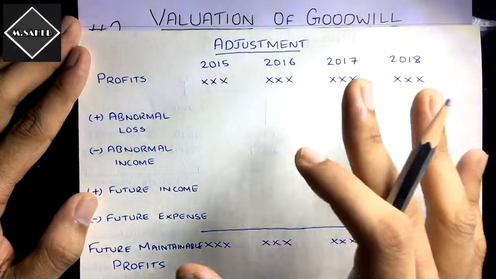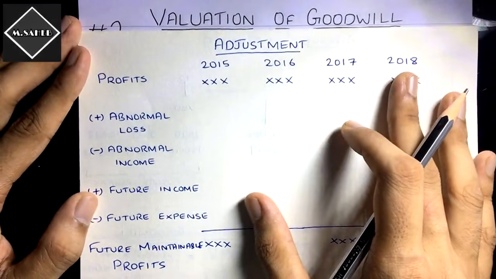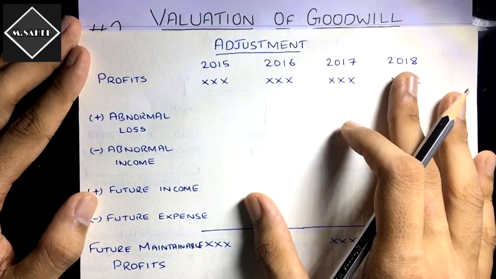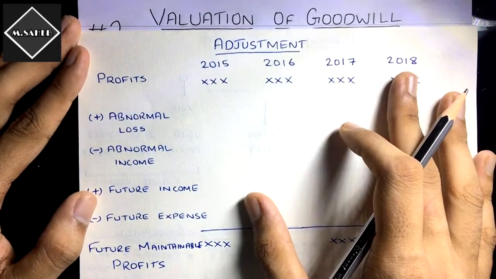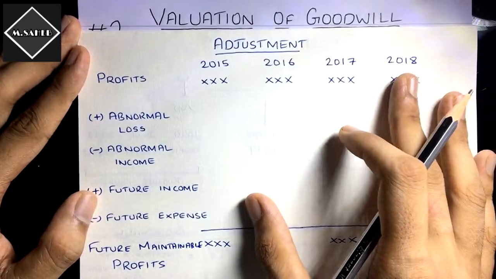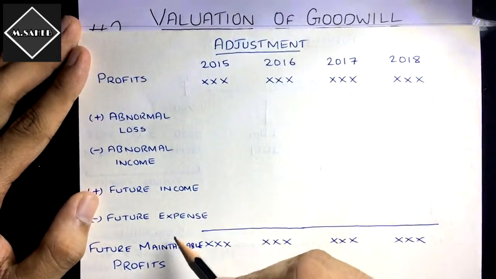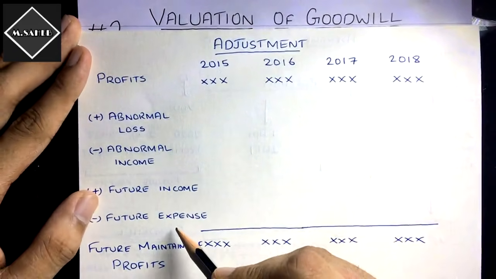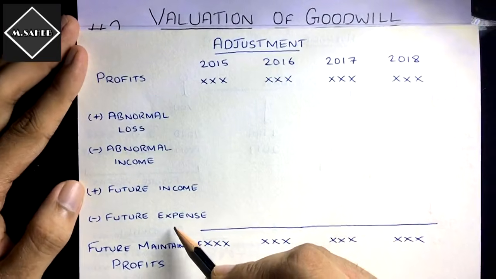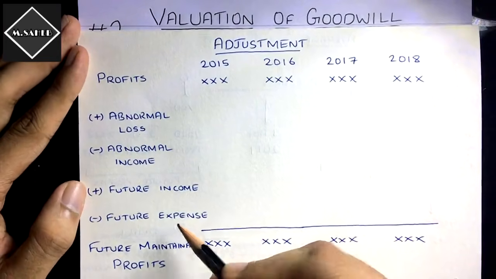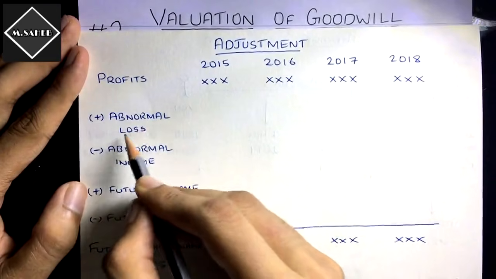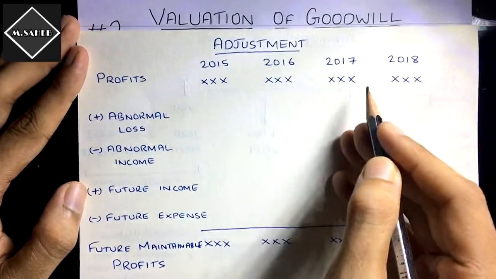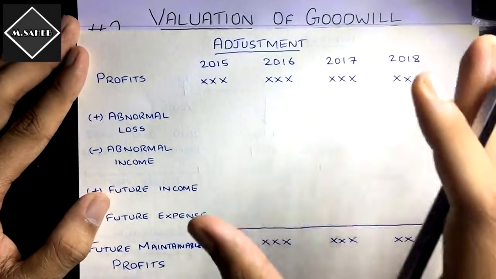But in the BCom level exams, there will be no such adjustment. Tax adjustment they will not give you in the exam, so don't worry. They will only give mostly abnormal loss, abnormal income, future expenses. That's all. It will be very simple questions. What you have to do is, you have to add the abnormal losses which have happened in the past years. For example, let's try to understand that.